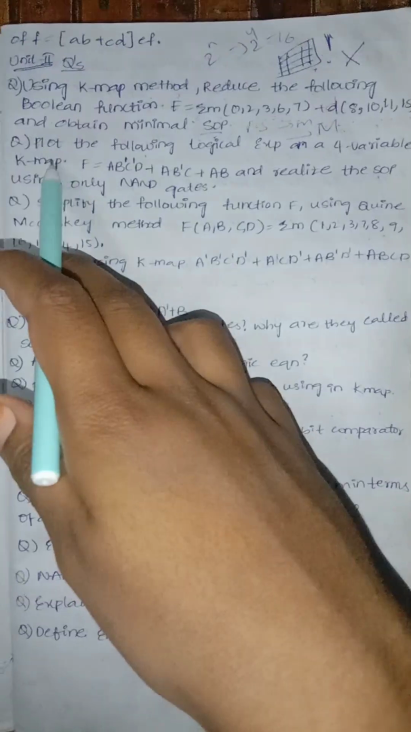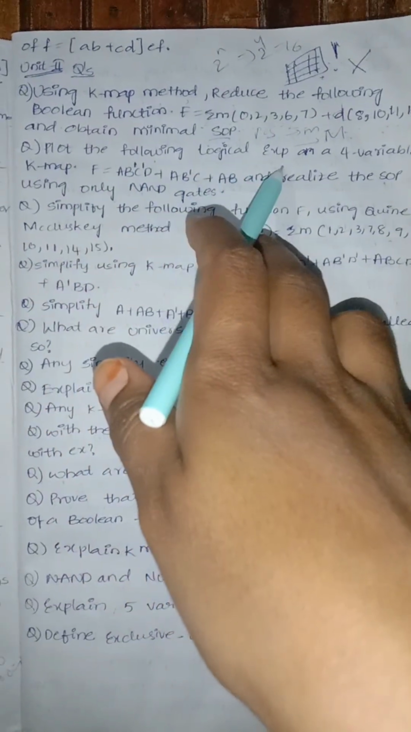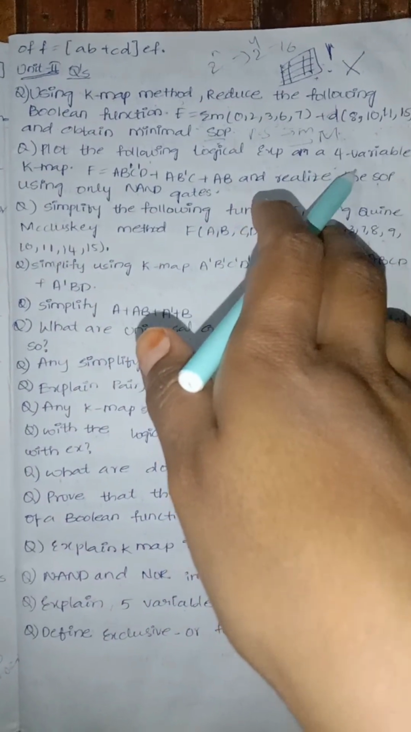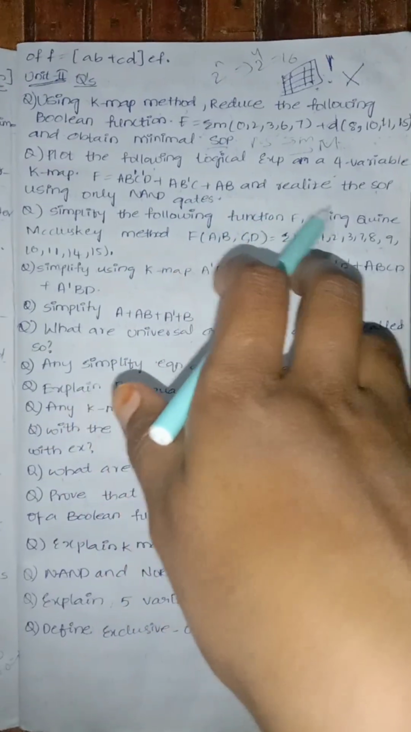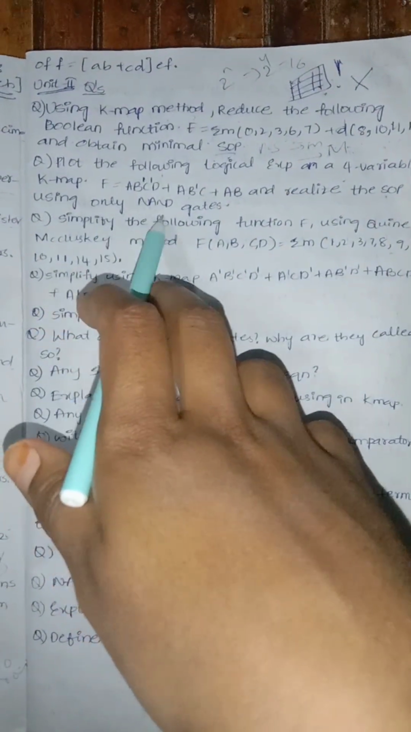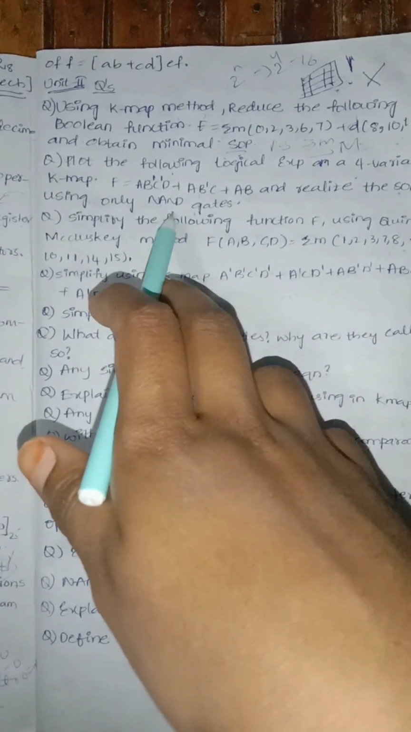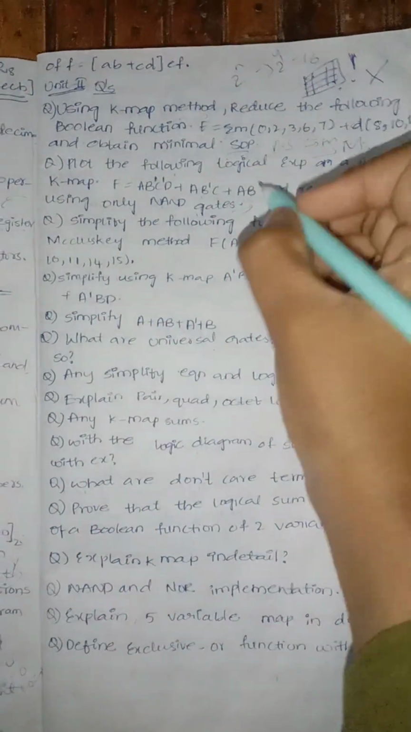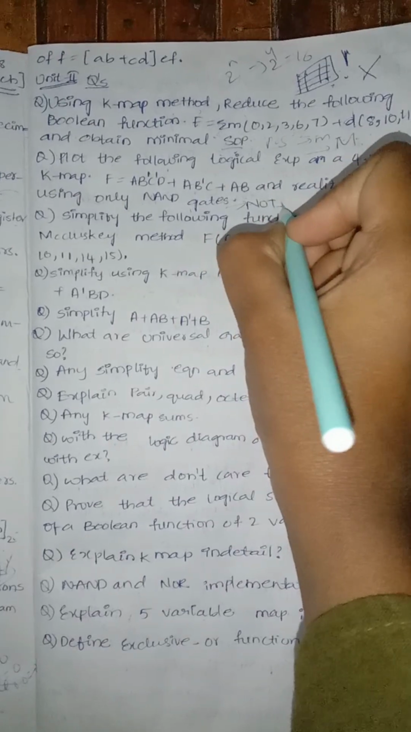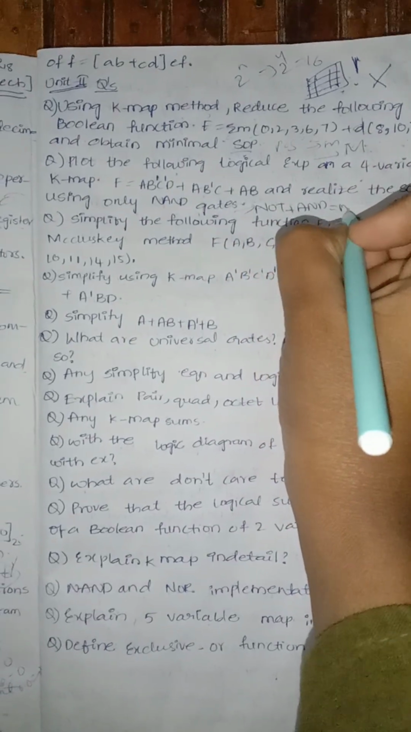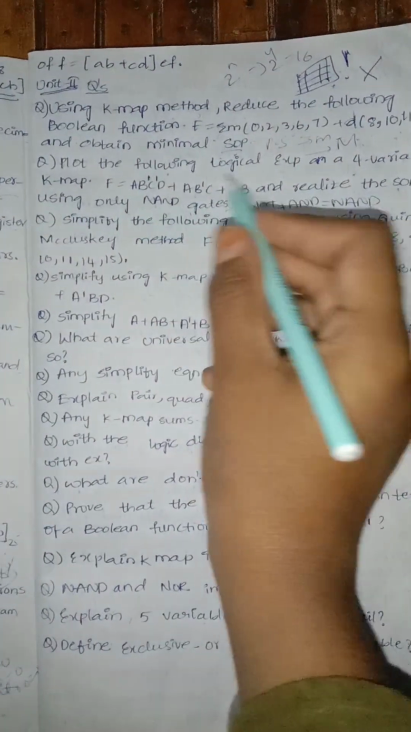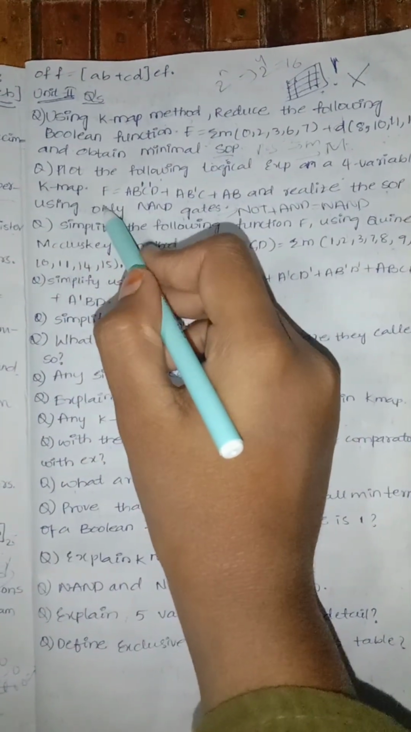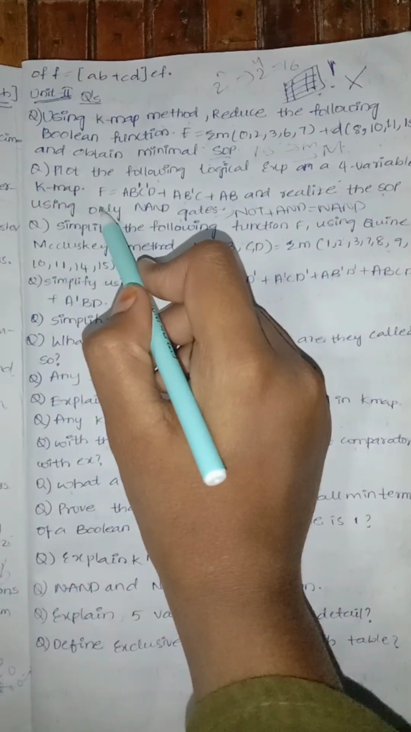Another concept: plot the following logical expression on a 4 variable K-map, f equals a b dash c dash d plus a b dash c plus a b, and realize the sum of products using only NAND gates. For the NAND gate, it is NOT plus AND, equals NAND gate. By using the NAND gate representation we need to perform the given equation and solve it as sum of products.